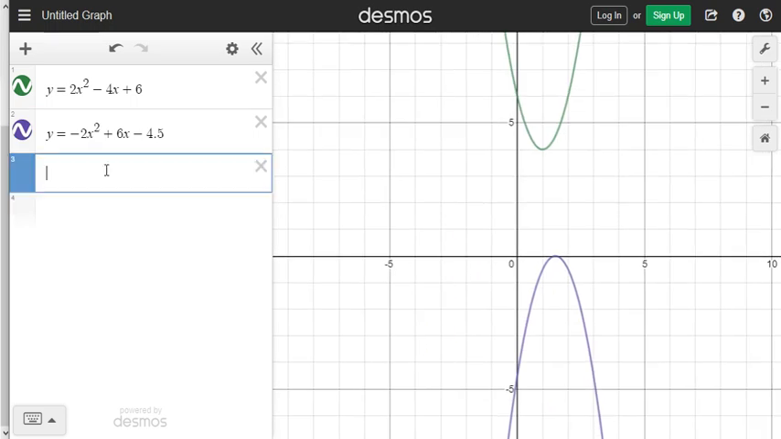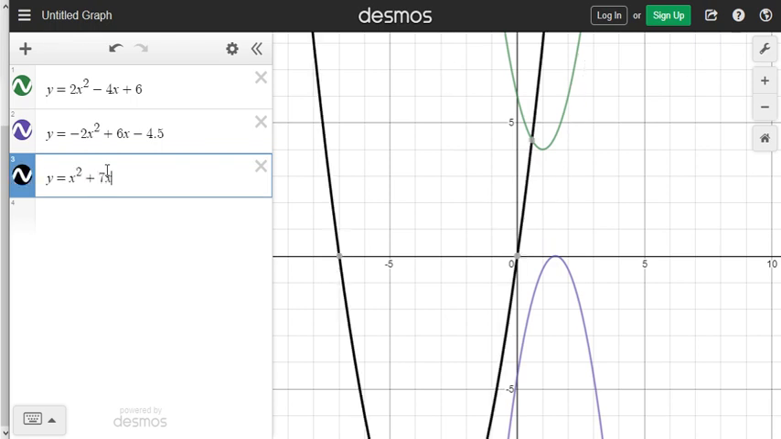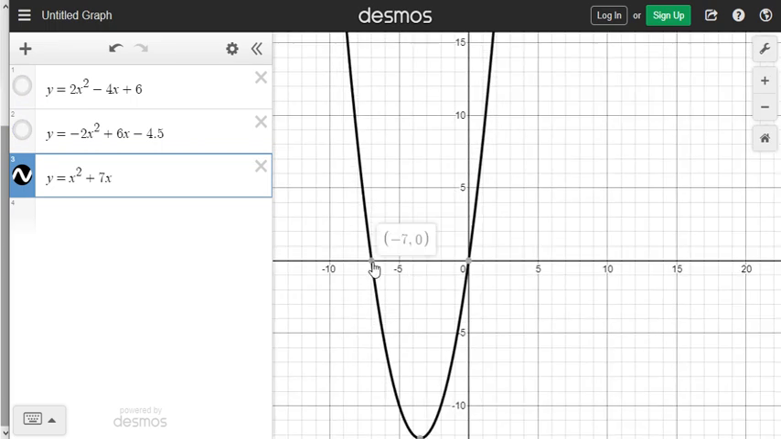Okay, how about our third one? That was y equals x squared plus 7x. Aha! Let me turn my other two off so you can see this one better. You'll notice we've got a quadratic here. It has two x-intercepts, two zeros, two roots, two solutions, where it hits the x-axis in two different spots.